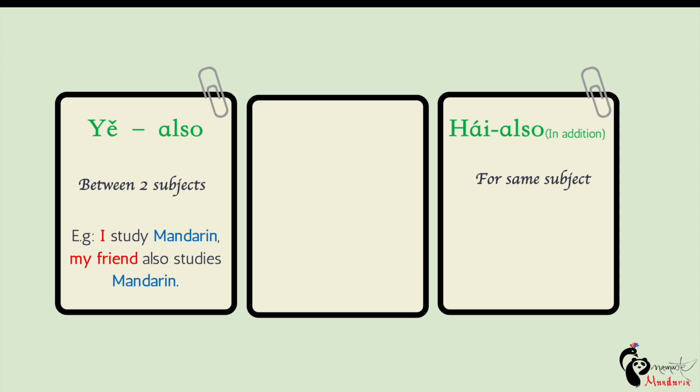The sentence is: I study Mandarin, my friend also studies Mandarin. Here you can see I and my friend, two different subjects, right? And for hi, the sentence is: I study Mandarin, I also study French. So it's the same subject. Correct? So that is the main difference between ye and hi as "also". Let's see the translation of these sentences.